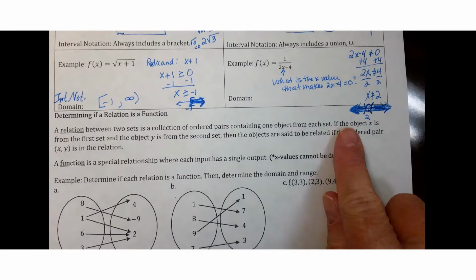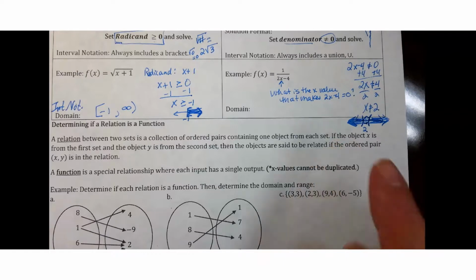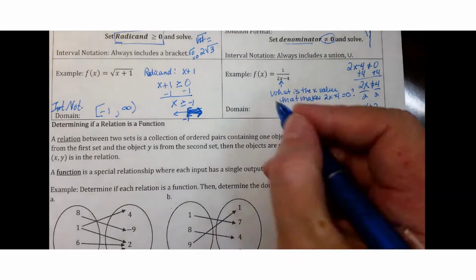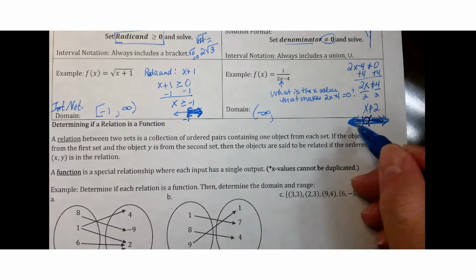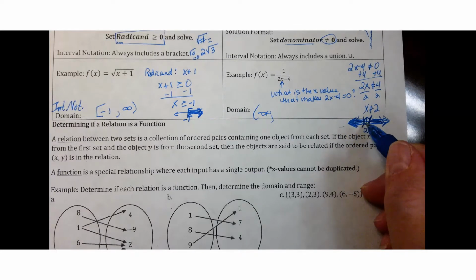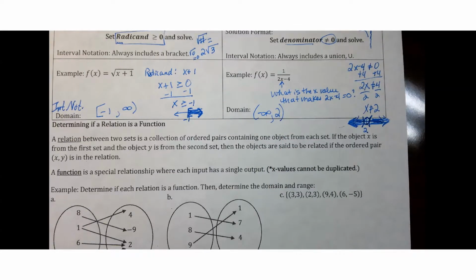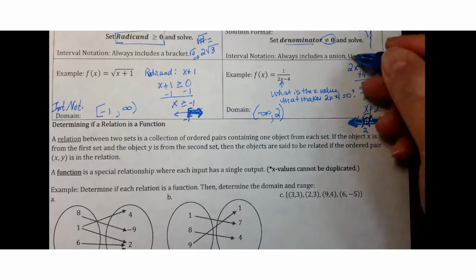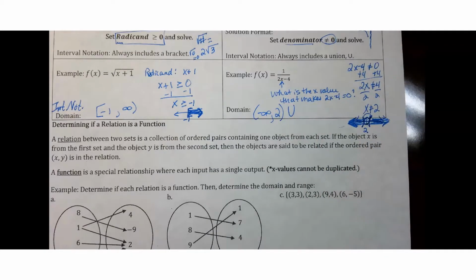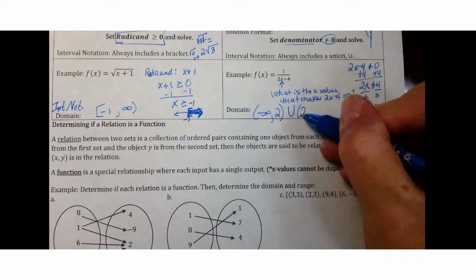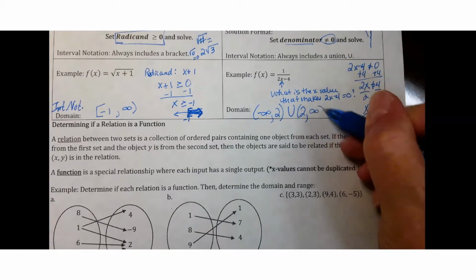So how would we define this interval? This would go from negative infinity all the way up to 2, really close to 2, but not including 2, so no bracket there. And then it's going to skip over 2, so that's union because we're joining these two things together. It's going to start back up the other side of 2 and go on to infinity.